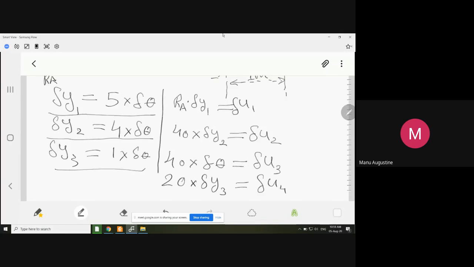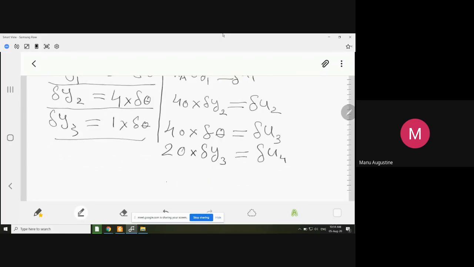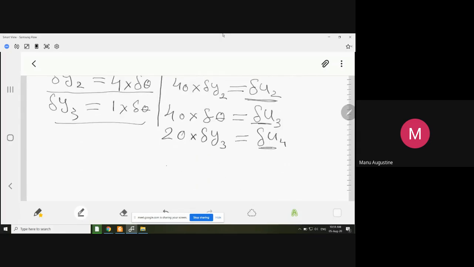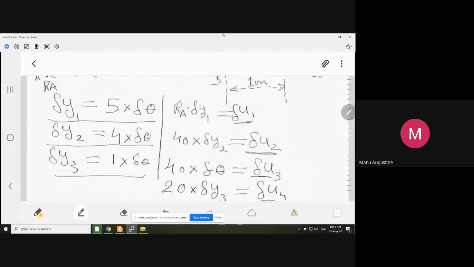Now, the simple logic of virtual work says, how many virtual works happened in your system? Delta u1, delta u2, delta u3, delta u4. Okay? So the total virtual work, let us say delta u, is equal to delta u1 plus delta u2 plus delta u3 plus delta u4, which must be equal to zero. Now one more thing has to be done here: we have to apply the appropriate sign to these. What will be the appropriate sign of this?